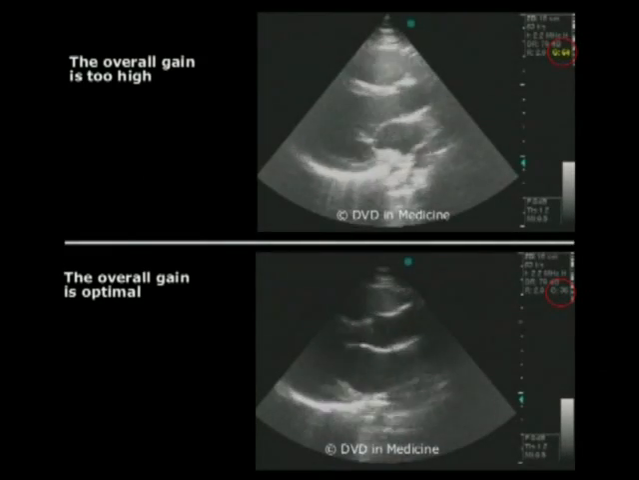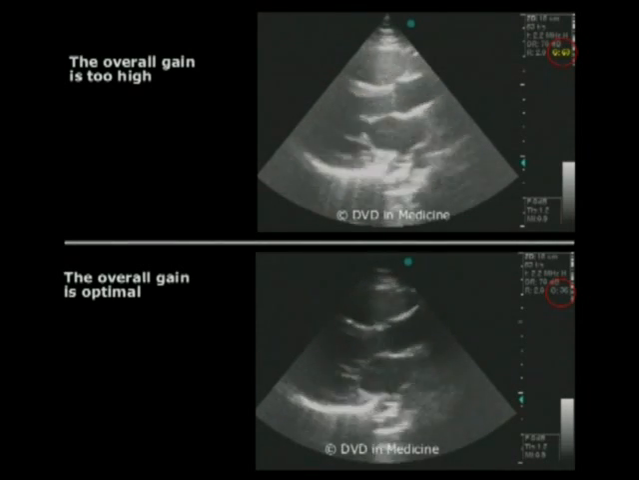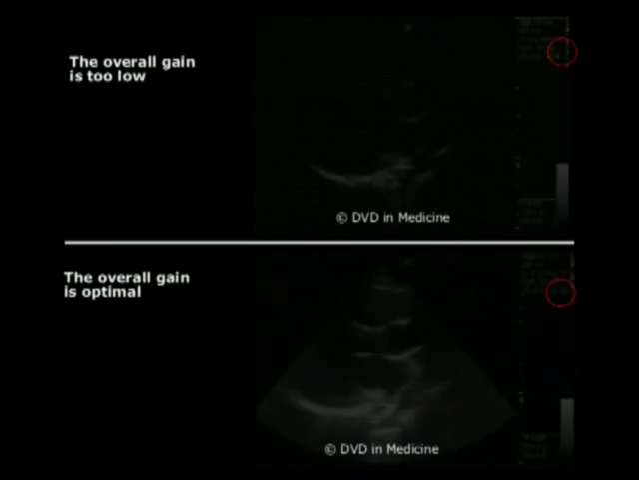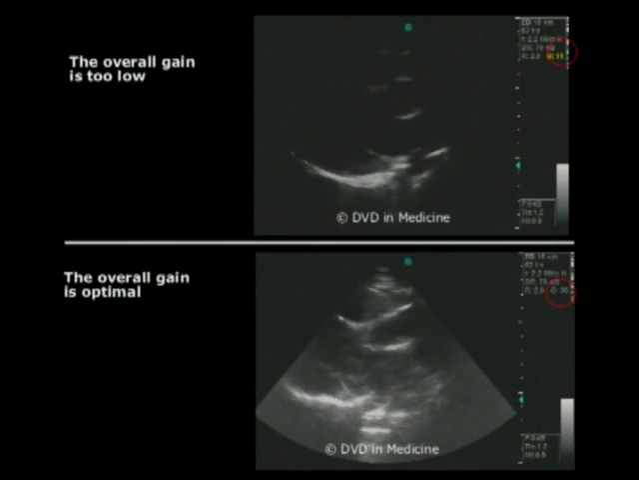Now on the divided screen, you can see the direct comparison of two real-time images taken from the same patient, an over-enhanced image and an image with optimal level of the overall gain setting. Finally, the image with a very low level of overall gain and then with an optimal level of the overall gain setting.